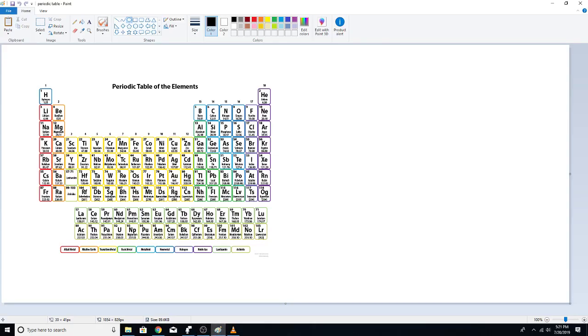Hi guys, today we're looking at isotopes. So, what is an isotope?